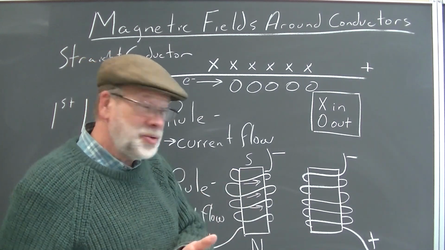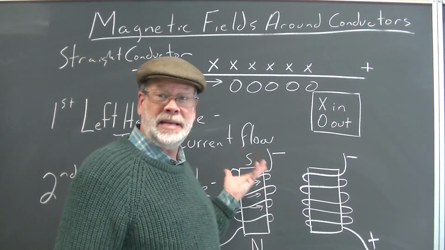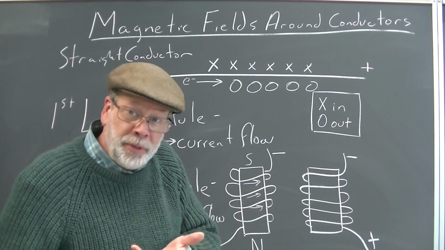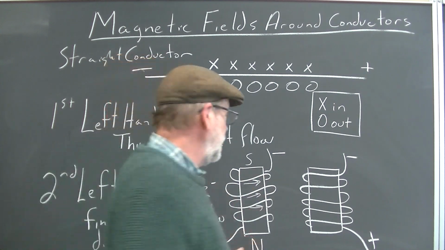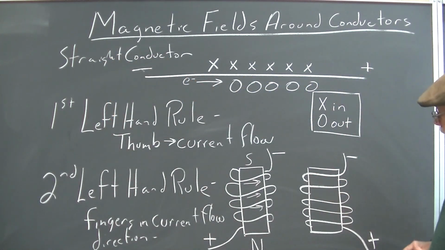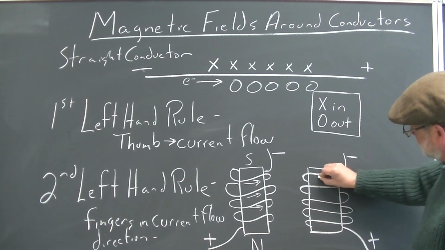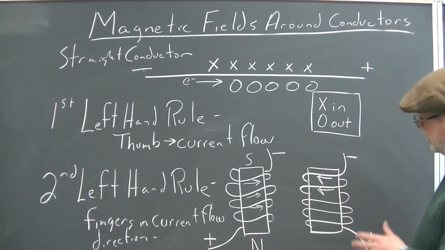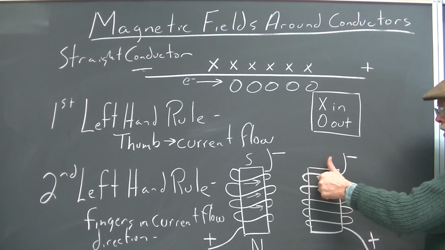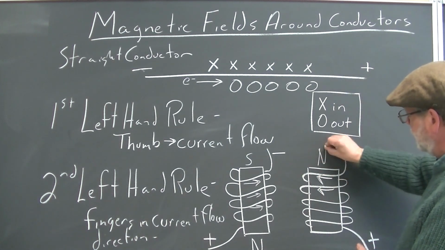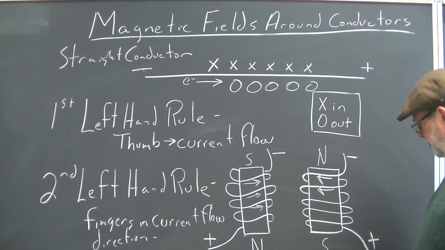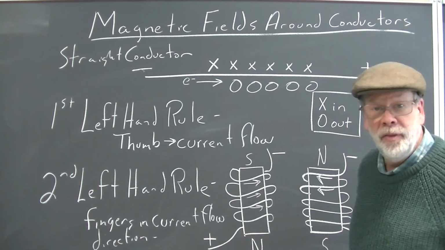But you can never just assume that because it's negative, the south end is on the top, because you could wrap the coil, obviously, the other way. So this way, it's wrapped the other way, and if the current is flowing this way, and my fingers wrap around it, now my thumb is pointing up. The north end is on top, the south end is on the bottom.